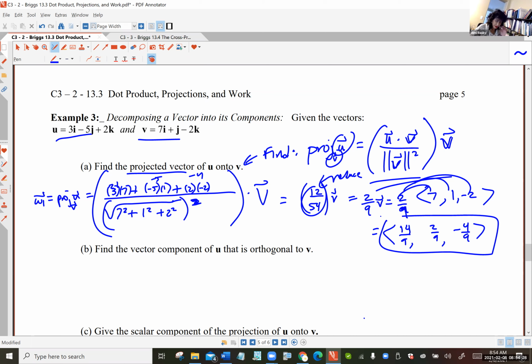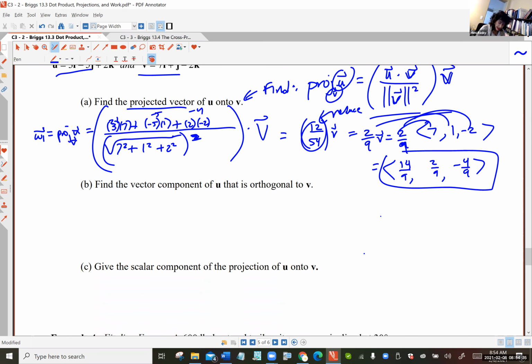That's the projection of u onto v, or that would be the shadow that u makes on v if there were a bright sun shining down. Now we're going to find w2, the vector component of u that's orthogonal to v.